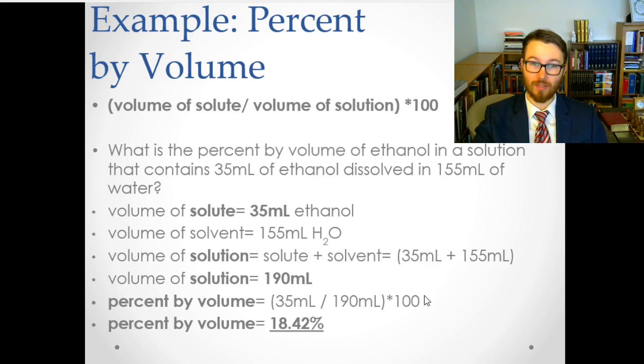Well, the solute is easy. It's ethanol, all right? It says so, because we're solving for percent by volume of ethanol. So, volume of solute, 35 milliliters. The solvent is water, but it doesn't give us a volume of solution. We're going to have to find the volume of solution. So, we'll take our solute plus our solvent to get our solution.